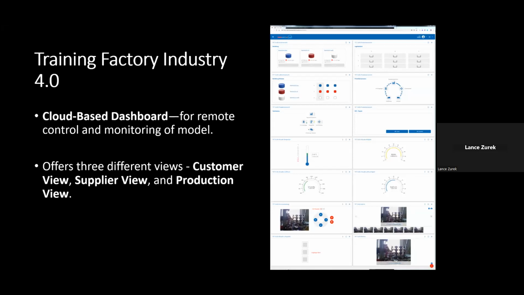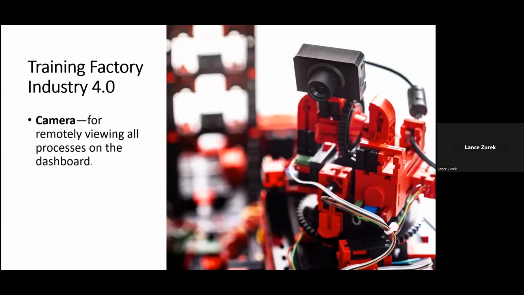most notably the use of the cloud-based dashboard for monitoring and controlling the model itself. Some other examples would be the camera, which is used for visually monitoring the factory functions from the cloud-based dashboard, as well as the environmental sensor, which collects data on variables such as temperature, air quality, humidity, and air pressure of the factory floor.